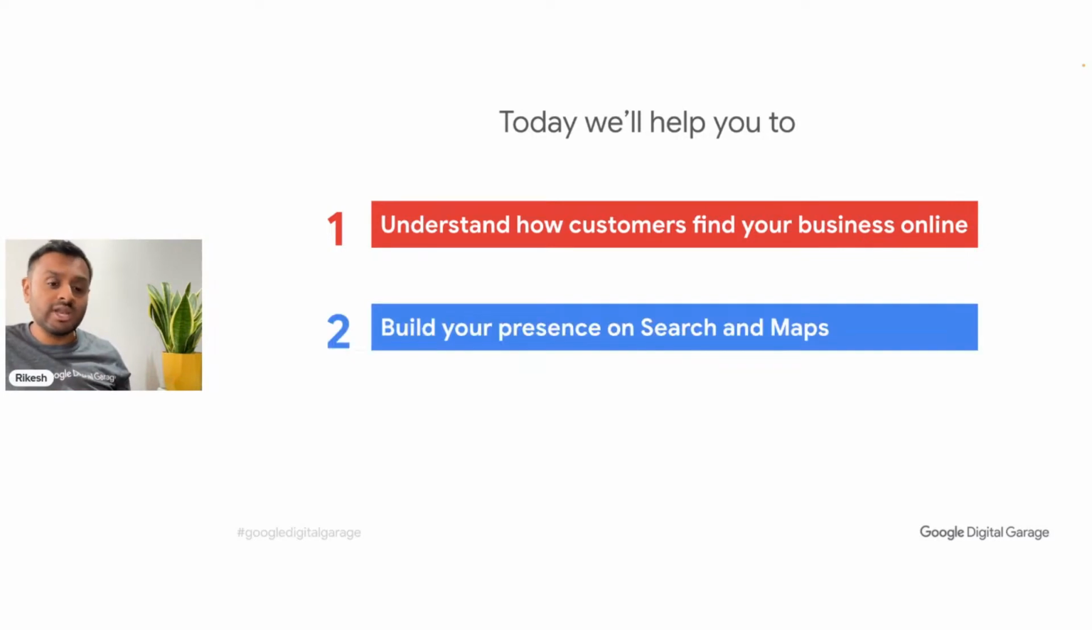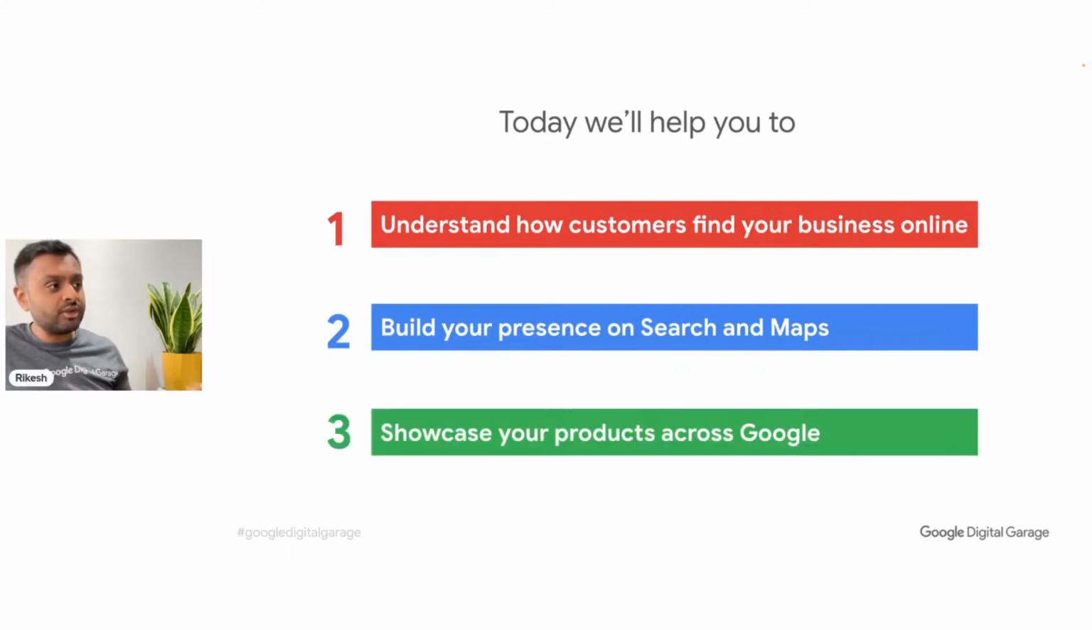Once we've done that, we're then going to be looking at how we can build out our presence. So we're going to be looking at where we can be seen, where we can have our footprint on Google. And this applies not only on Google Search, but also on Google Maps. And then, as an extension of that, to round out this session, we're going to be looking at how we can showcase our products across Google as well. So again, increasing our footprint and visibility on Google, in line with the title of today's session.